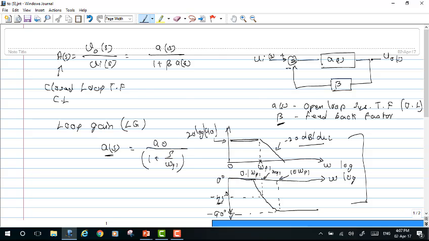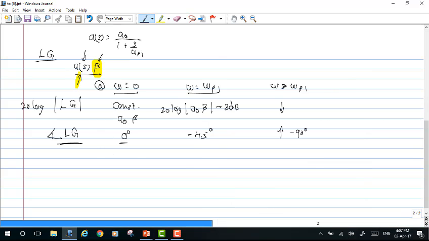Now let us see how this loop gain, or whatever I have discussed, impacts the stability of our system. Let us see how the loop gain factor determines whether the system would be stable or not. I'm going to rewrite the closed loop transfer function, which could be written as the open loop transfer function divided by 1 plus A of S times beta.